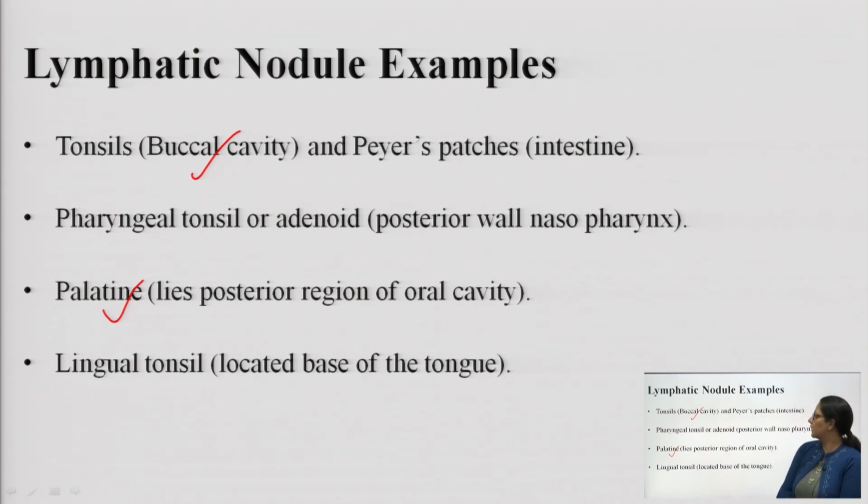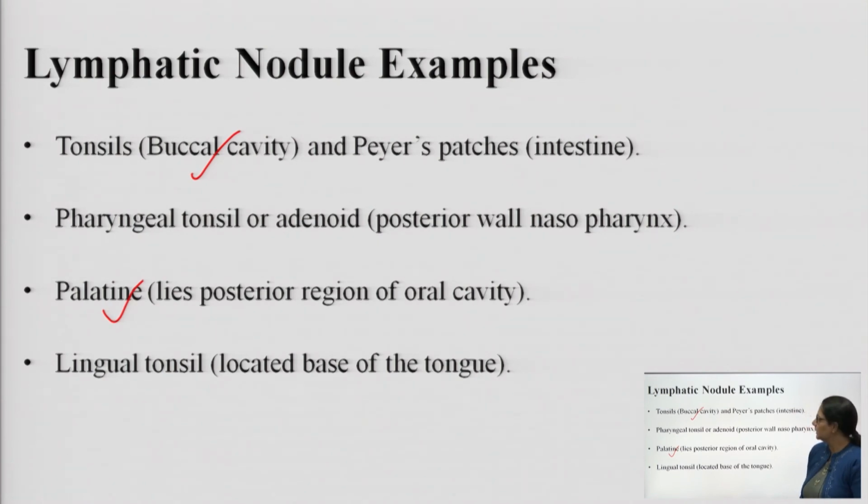So this is the example of the nodules. Tonsils, lingual tonsils, buccal tonsils and the Peyer's patches are groups of lymphocyte cells or lymph tissues, and they are phagocytic in nature. They destroy the foreign particle or antigen and protect the organ from damage by that antigen or pathogenic organism.